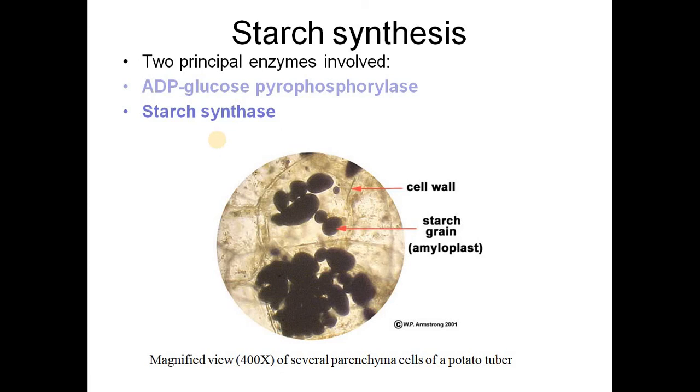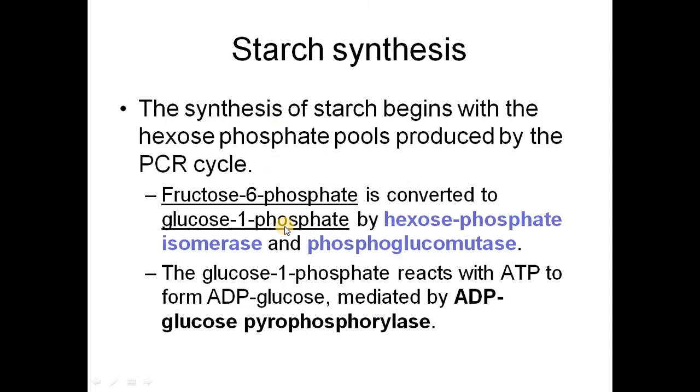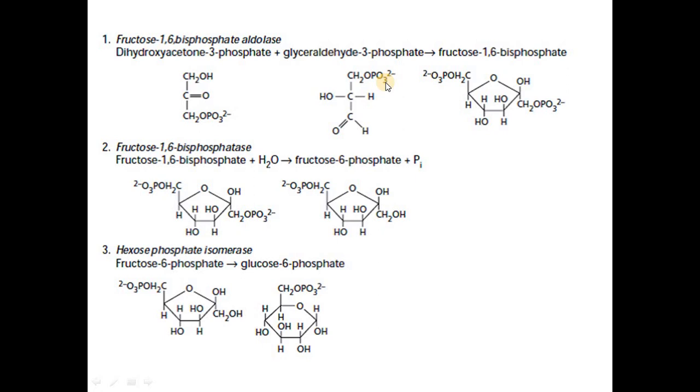There are two key enzymes with the starch biosynthesis called ADP-glucose pyrophosphorylase and starch synthase. So here you can see the accumulation of starch granules inside the specialized cell called the amyloplast. So what are the steps in the starch synthesis? Let's start talking about that.